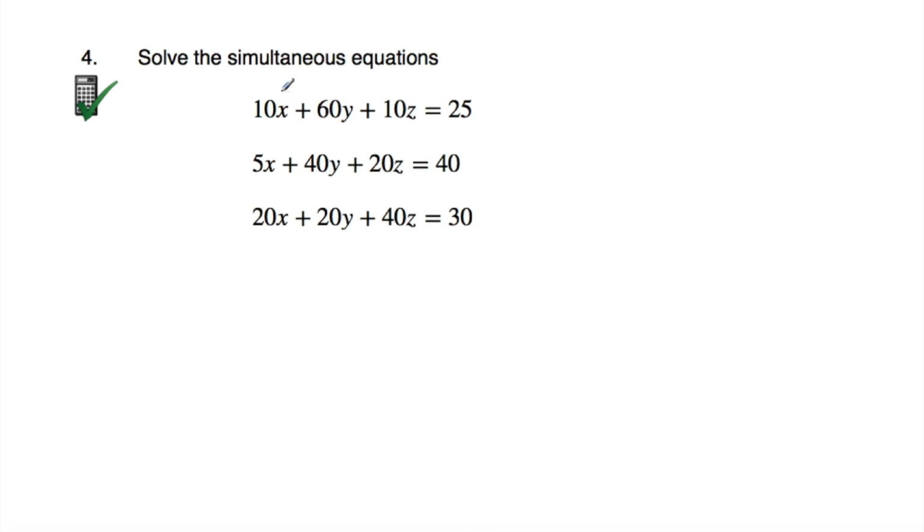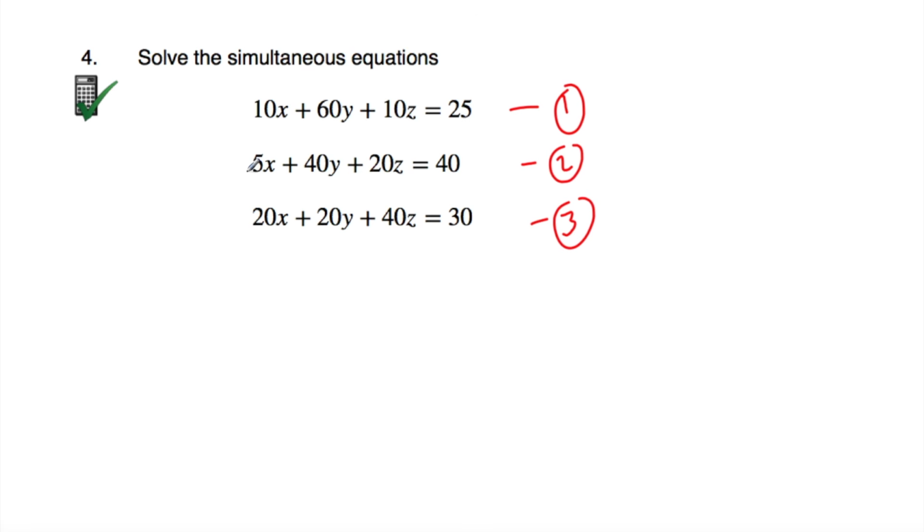So question number 4, we've been asked to solve the simultaneous equations 10x plus 60y plus 10z equals 25, 5x plus 40y plus 20z equals 40, and 20x plus 20y plus 40z equals 30. Okay, so we want to solve these simultaneous equations. So the first thing I'm going to do is number them, equation 1, equation 2, and equation 3. And then let's see which variables we can cancel out.